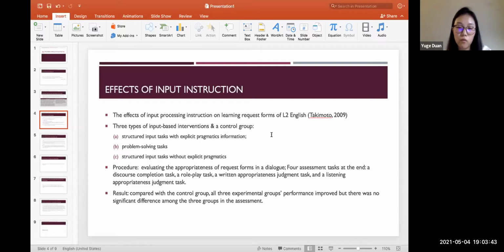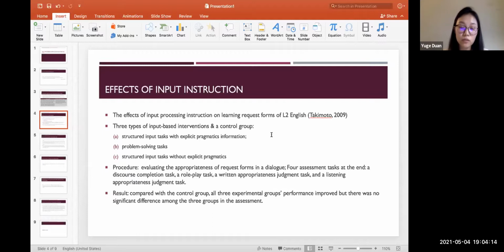These tasks required students to evaluate the appropriateness of request forms in a dialogue. And there were also 4 assessment tasks at the end. They are a discourse completion task, a role play task, a written appropriateness judgment task, and a listening appropriateness judgment task. So both written and listening and speaking versions are included here.